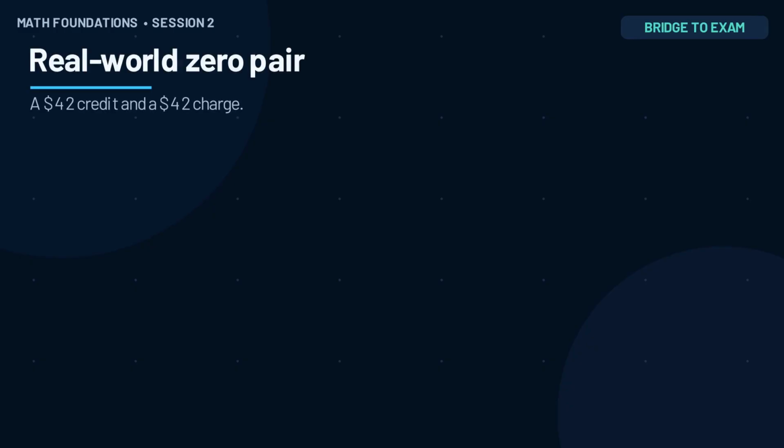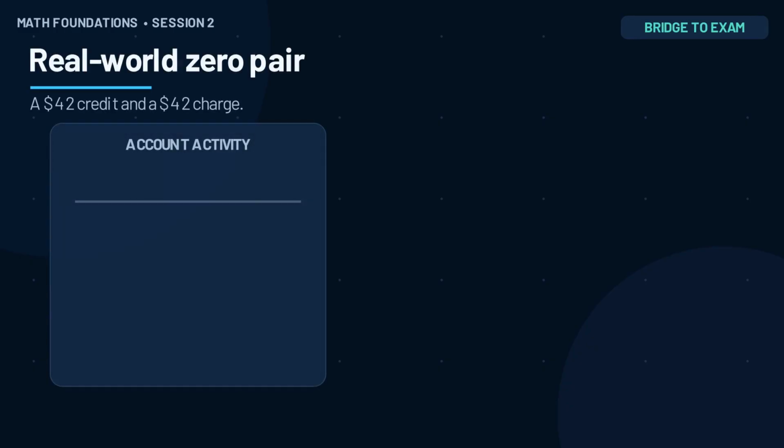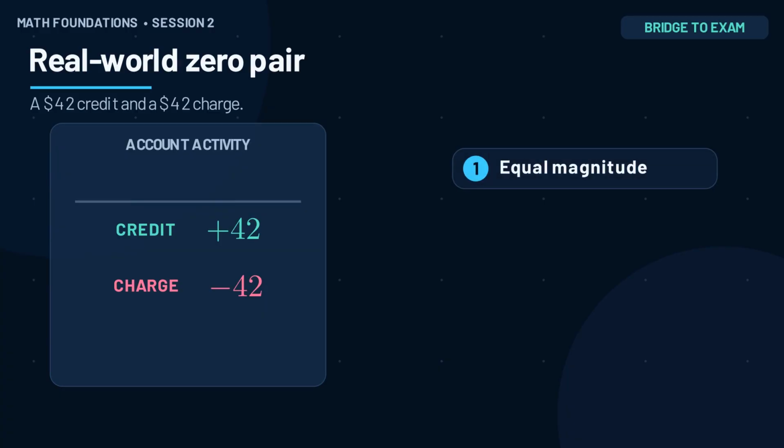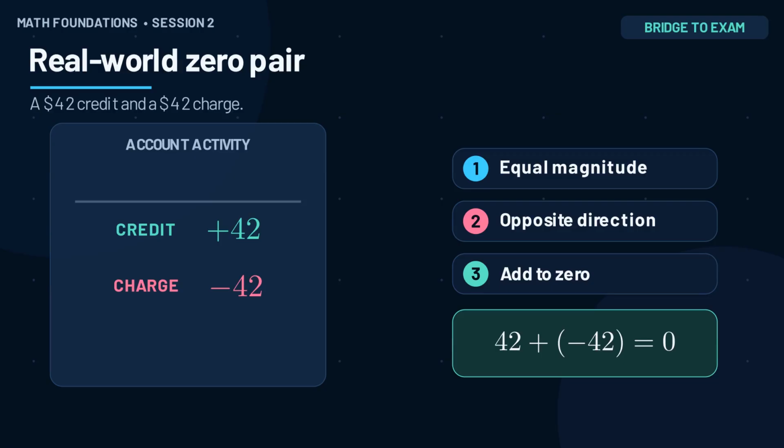Use a money example. A $42 credit is positive 42, while a $42 charge is negative 42. Step 1. Confirm equal magnitudes. Both amounts have magnitude 42. Step 2. Confirm opposite directions, credit and charge. Step 3. Add them. Positive 42 plus negative 42 equals 0. The account has no net change. Equal amounts in opposite directions form a real-world zero pair.